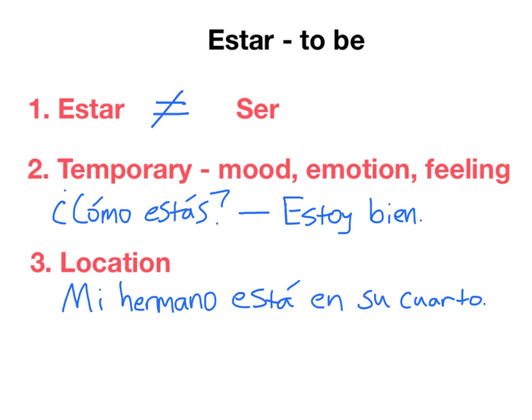When you want to say where something or someone is, you use estar. Mi hermano está en su cuarto. My brother is located in his room. You would never say mi hermano es en su cuarto. There's no such thing. It doesn't exist. I know that's a little strange, but for this chapter, just practice using estar.